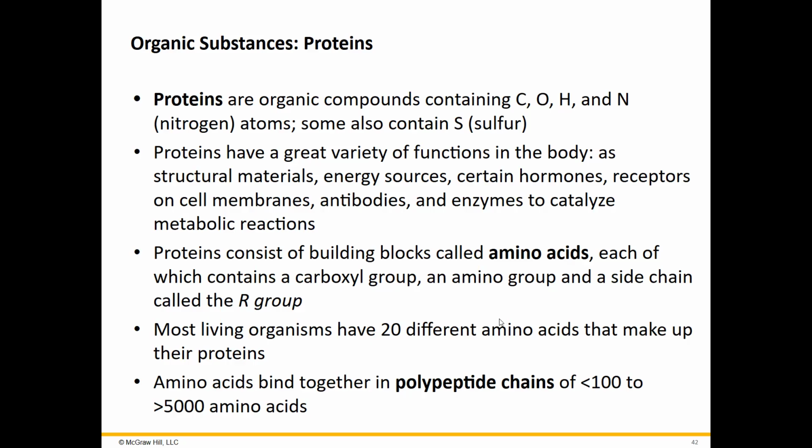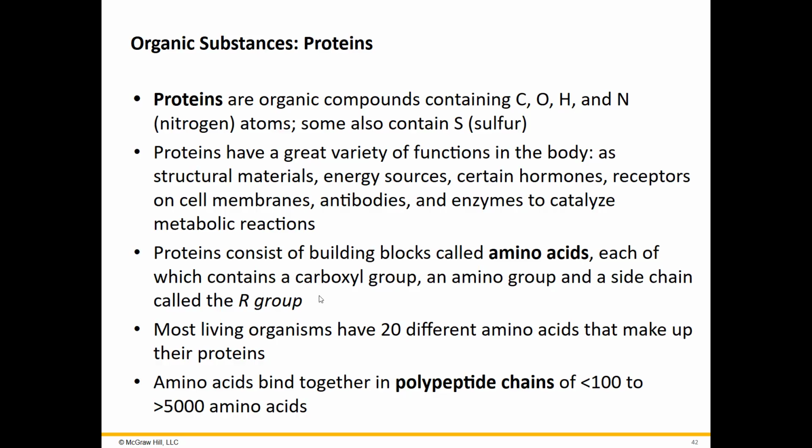Proteins consist of building blocks, all of these things do, called amino acids. For carbohydrates, it's your saccharides, mono, di, poly. For fats, it's your triglycerides, phospholipids, steroids, right? For proteins, your building block of a protein is the amino acid. Now, an amino acid, and we're going to go through this slowly a bit, contains a carboxyl group, an amino group, and the R group. We'll keep it simple. Every amino acid has the same carboxyl group and amino group. The R group tells us what kind of amino acid it is.